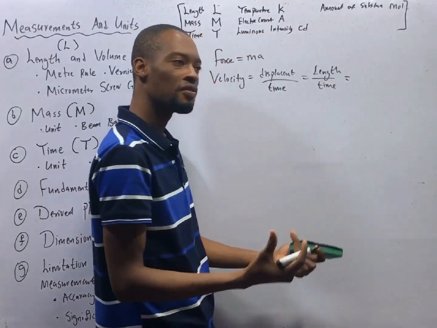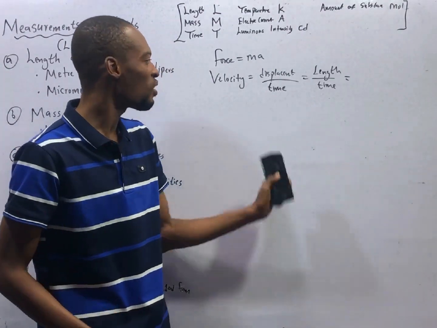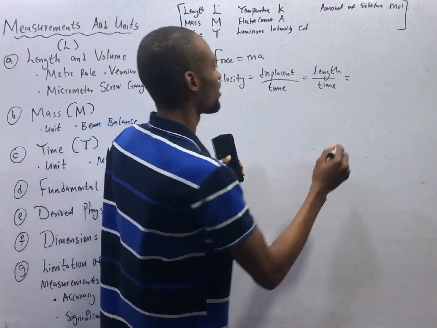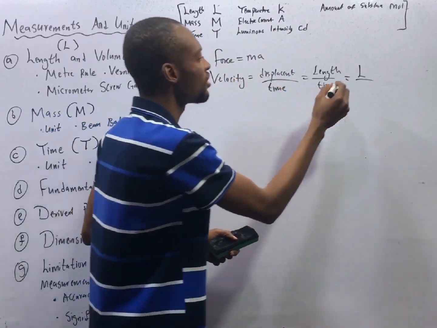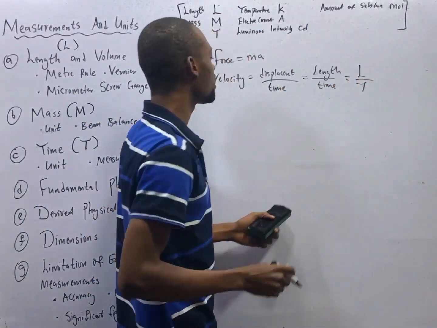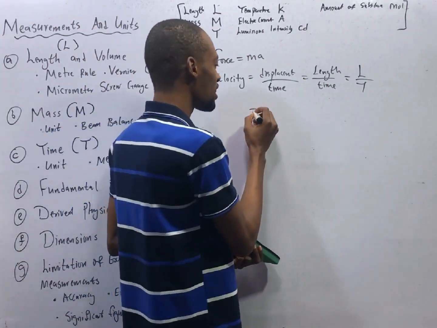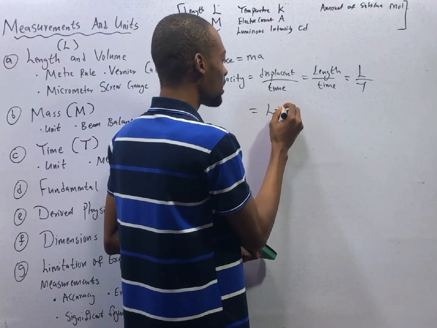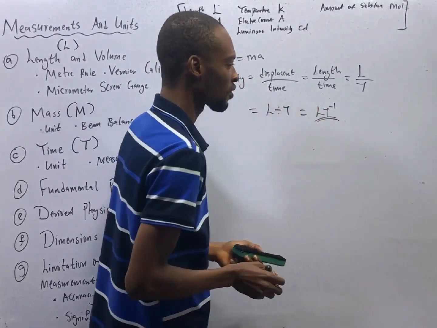What is length? Fundamental quantity. What is time? Fundamental quantity. What is the dimension for length? L. What is the dimension for time? T. So the dimension for velocity is L over T, which is the same thing as L divided by T, which is the same thing as L T raised to the power of minus 1.